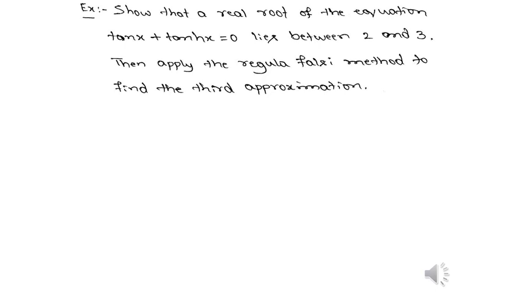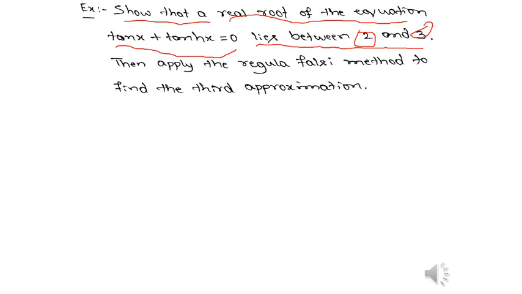Now let us take one more problem on Regula-Falsi method. The problem is: show that a real root of the equation lies between 2 and 3. That means we need to show the root lies between 2 and 3. Then after proving that, apply the Regula-Falsi method to find the third approximation. That is, we need to go up to x3.